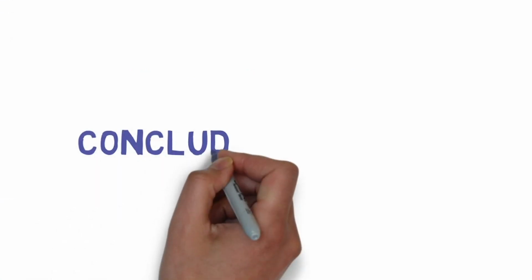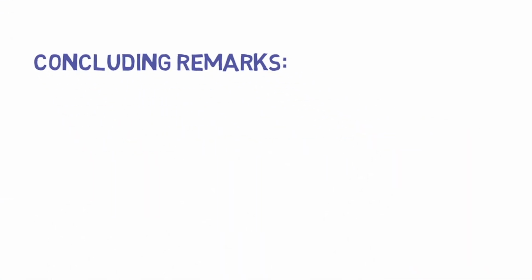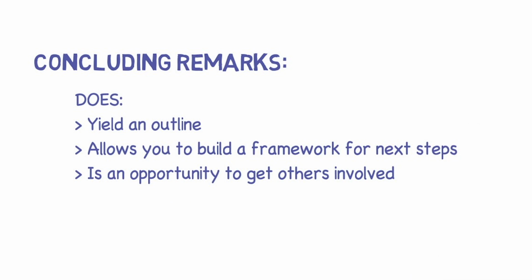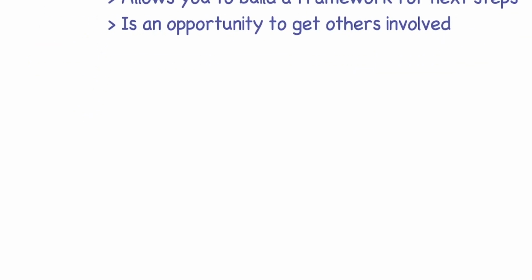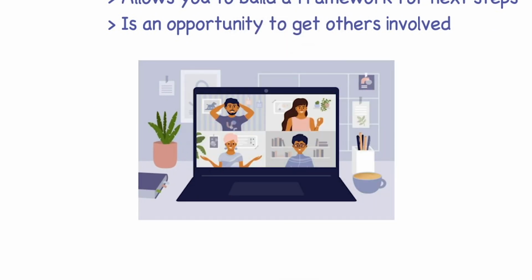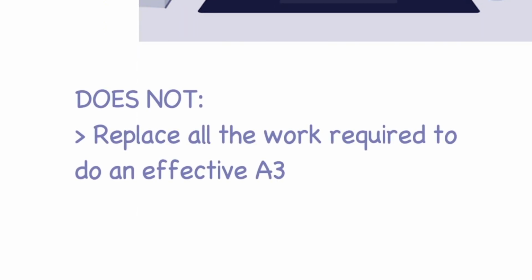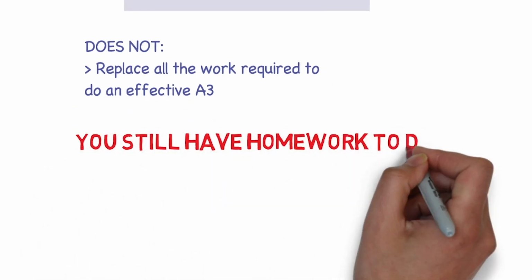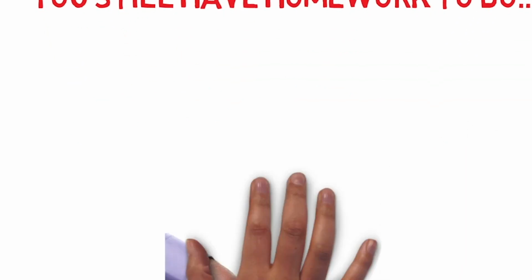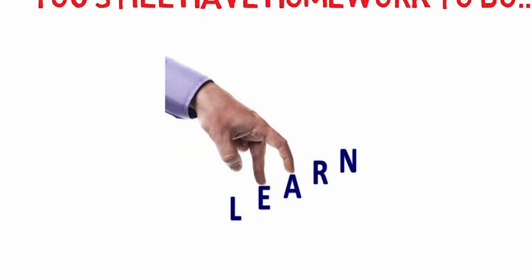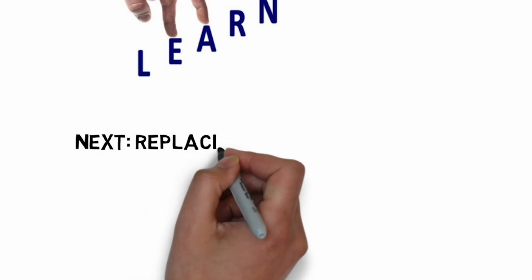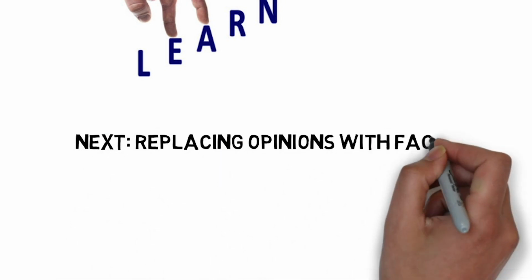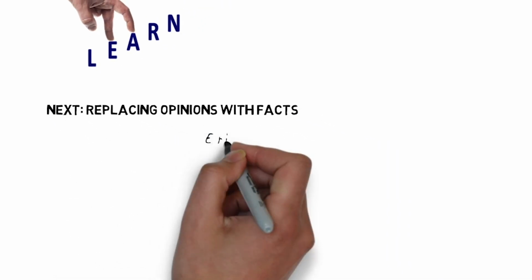To wrap things up, just a few concluding remarks. This does yield an outline. It also allows you to build a framework for next steps, and finally, it can be an opportunity to get others involved. What it does not do is replace all the work required to do an effective A3. You still have homework to do, processes to observe, and causes to determine, and you've got a lot of learning to do.